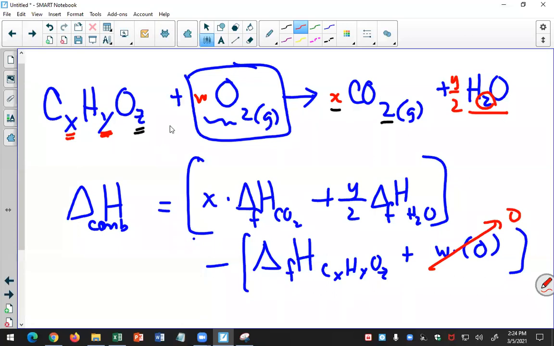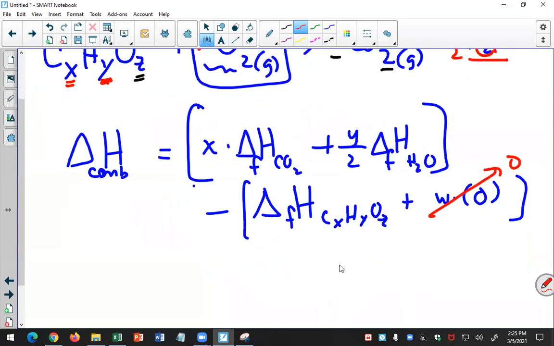So if I know delta H combustion, I look up delta H formation of CO2. I look up delta H formation of water. What's the only unknown in this equation? This is from my experiment, delta H combustion. Delta H formation of CO2, I can look that up. I did look it up. Delta H formation of water, I looked it up. I know my x and my y because I know my compound. So the only unknown here is delta H formation of my compound. So how would I solve for that?